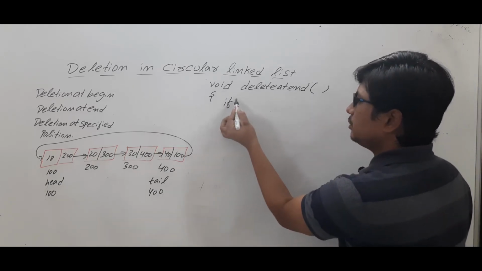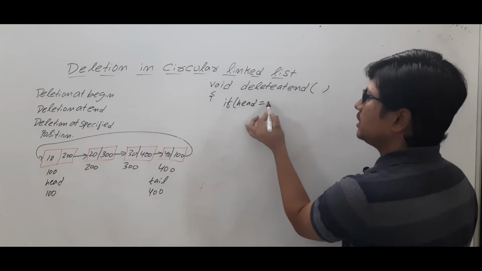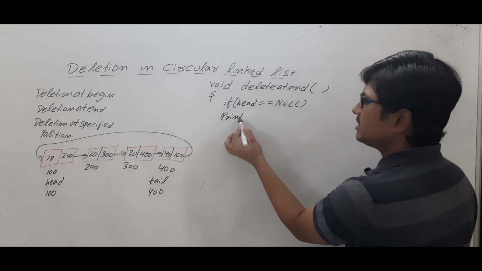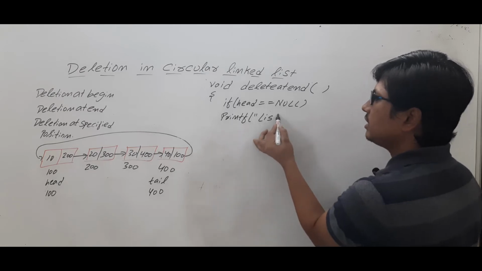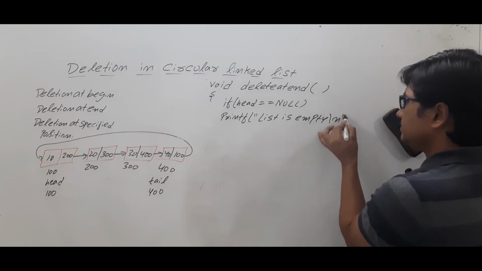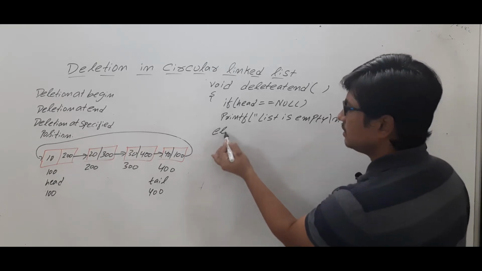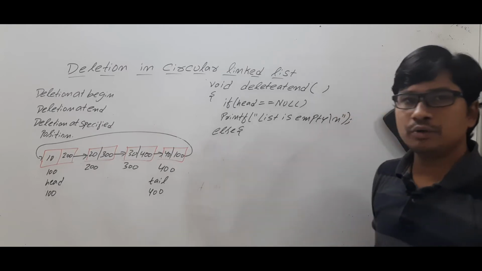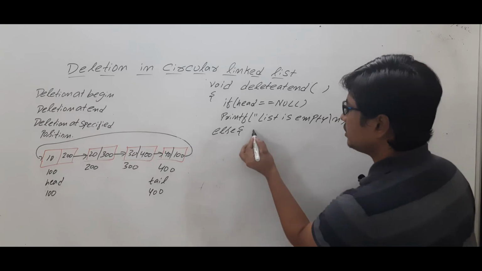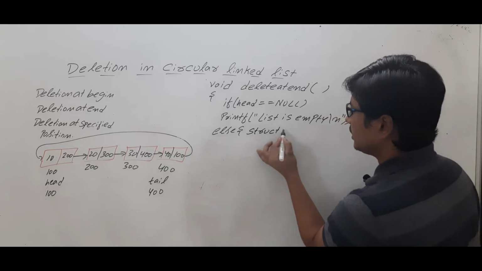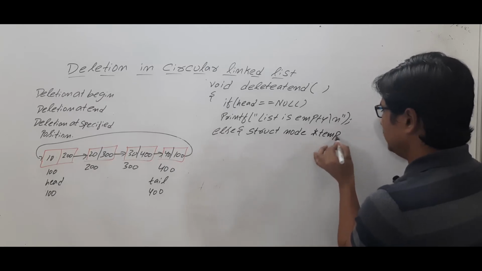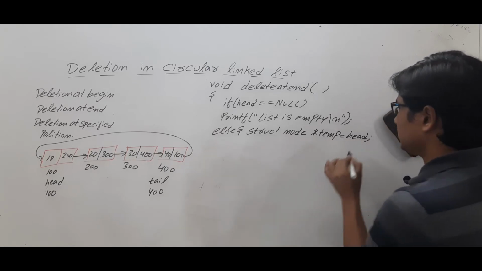Again you need to check head is equal to null, then the list is empty. If the list is empty, how can we delete the elements? That is not possible. Am I right? Else, if the list is not empty, how can we delete the last node? Now we will discuss. We will declare one pointer called temp, and we will assign it with head value. So let me write it here.